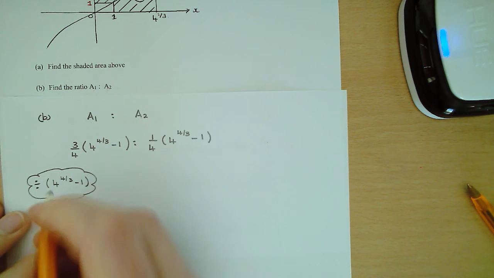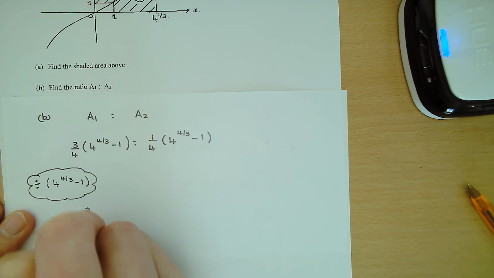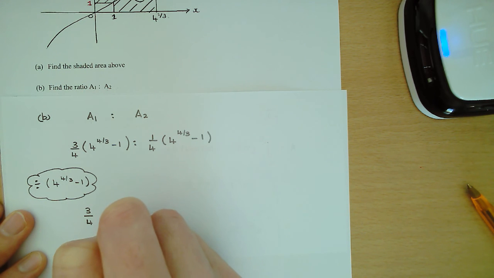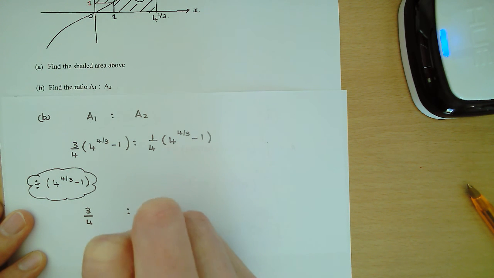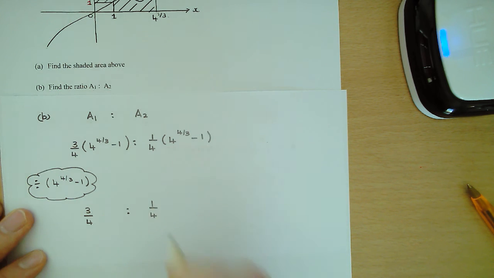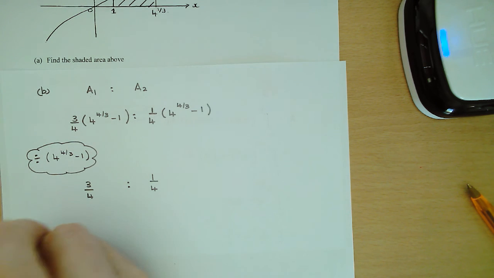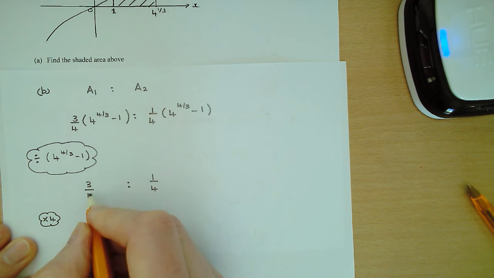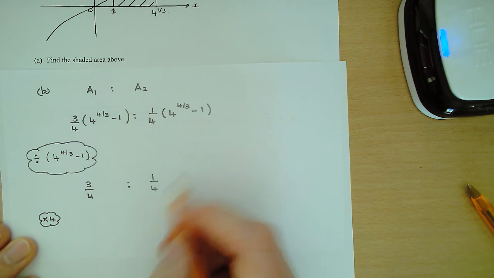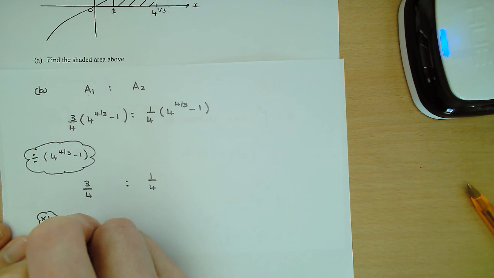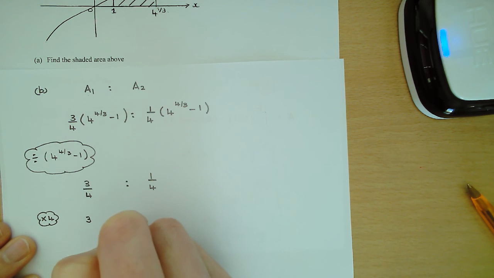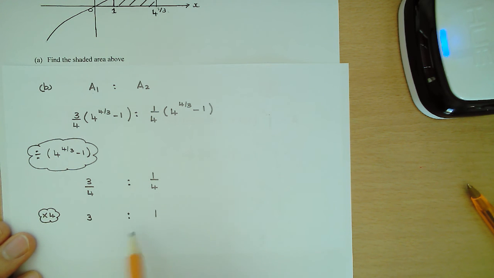So that means we'll be left with 3/4 to 1/4. What we could then do to get rid of the fractions is multiply both sides by 4. So obviously the 4 cancels on the left side, the 4 cancels on the right side, so we'll be left with 3 to 1. And that's a nice simple way to leave the ratio.